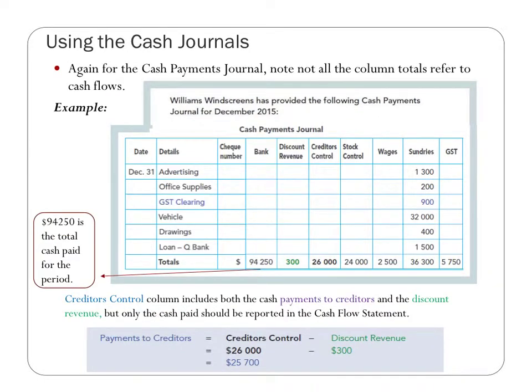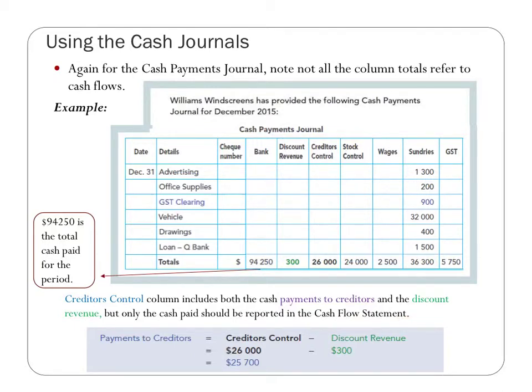Now for the cash payments journal, note that again not all the column totals refer to cash flows. Here in the bank column, the 94,250 is the total cash paid for the period, the total cash outflow. The creditors control column includes both the cash payments to creditors and the discount revenue. But only the cash paid should be reported in the cash flow statement.